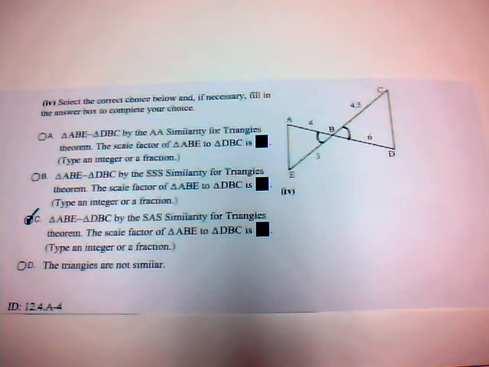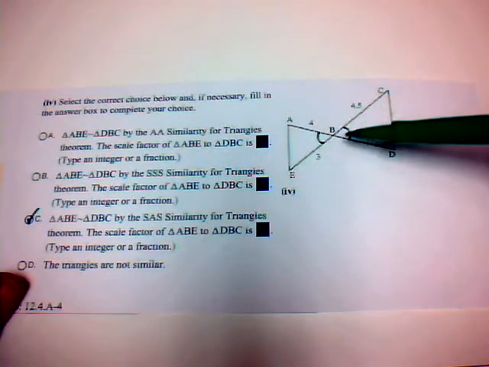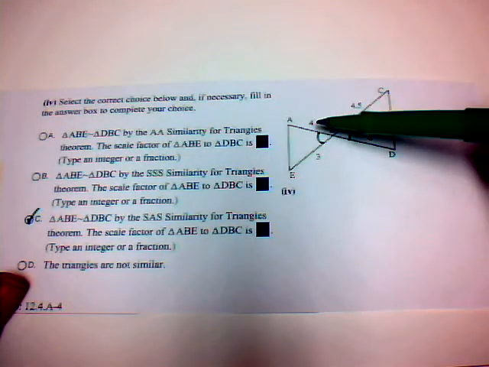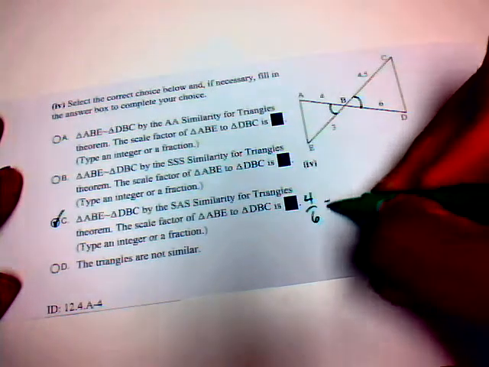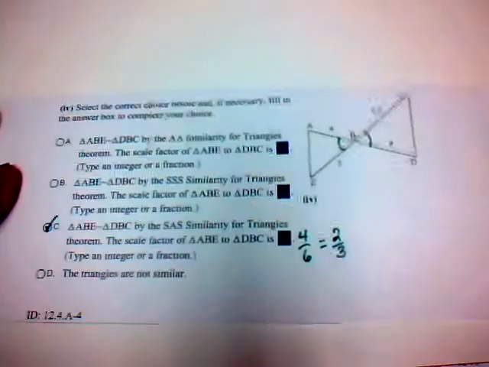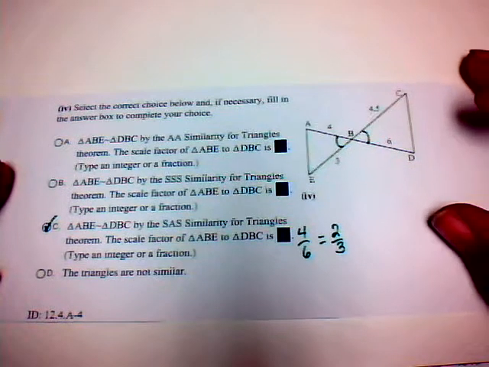And we want the scale factor here. Let's work with these two, AB and DB. That's 4/6, which is going to reduce to 2/3. So that scale factor will be 2/3.